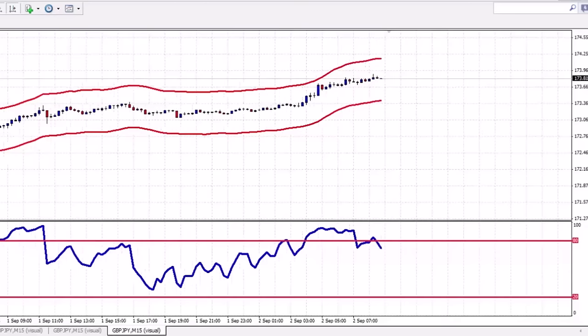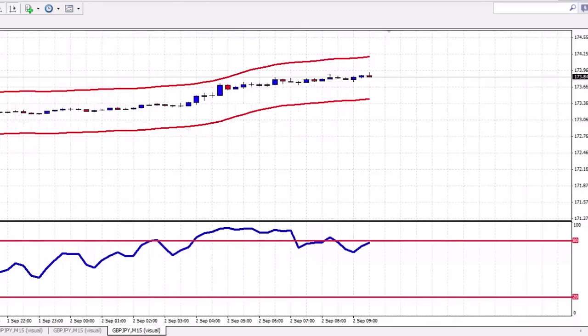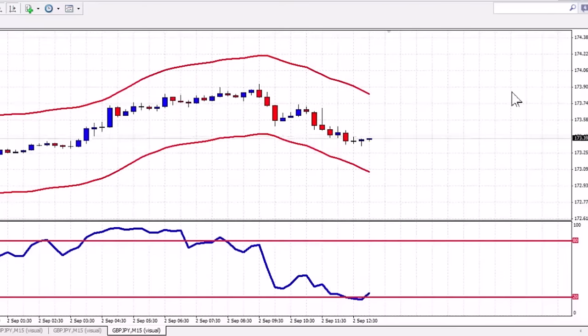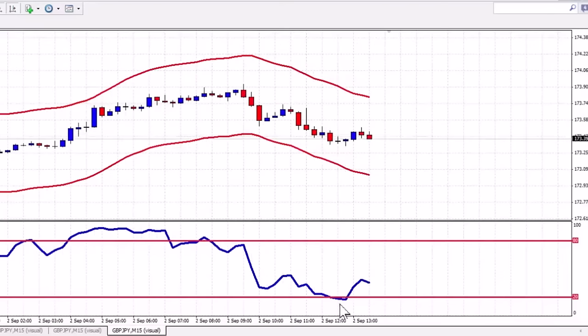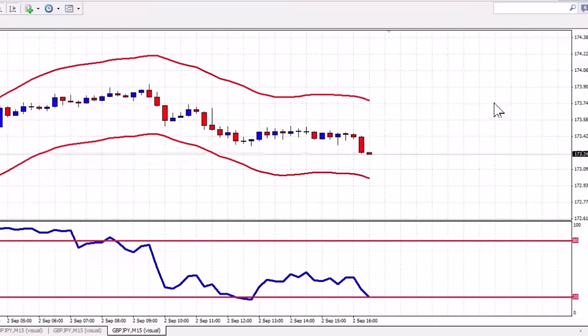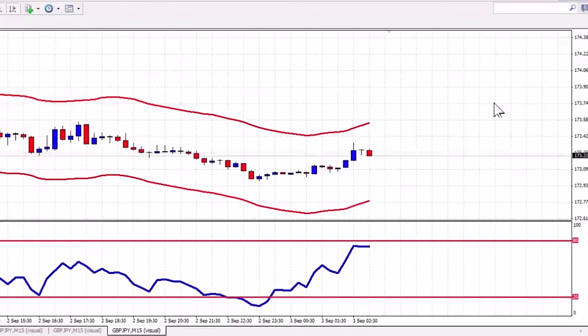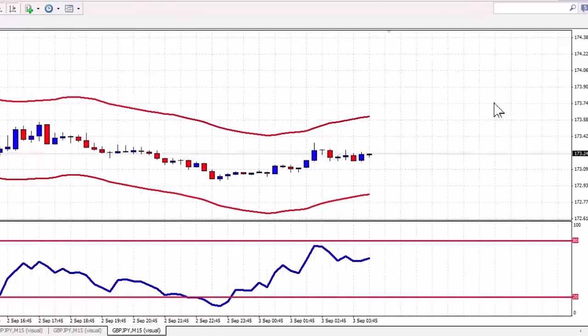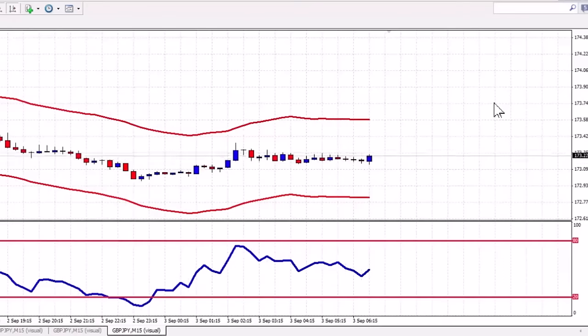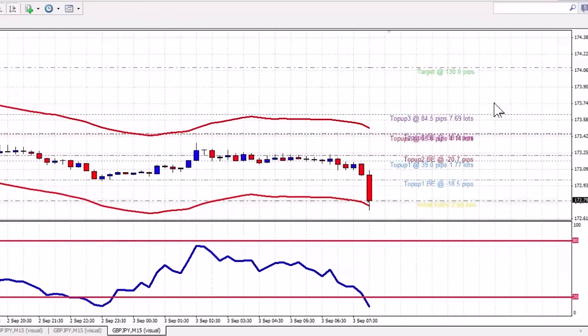What I'll do is increase the size of the candles just to give you a better view. Okay, so the RSI for a very short moment qualified, but at the moment there's nothing much happening. So this is a fairly slow system, but what we are doing is eliminating low probability trades by having very strict trading criteria.